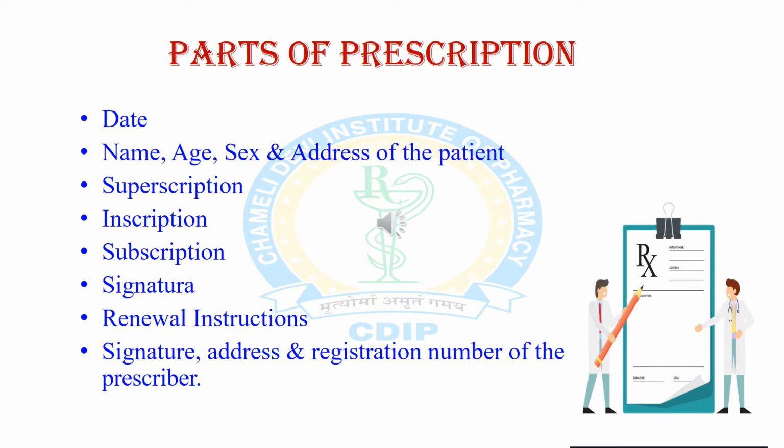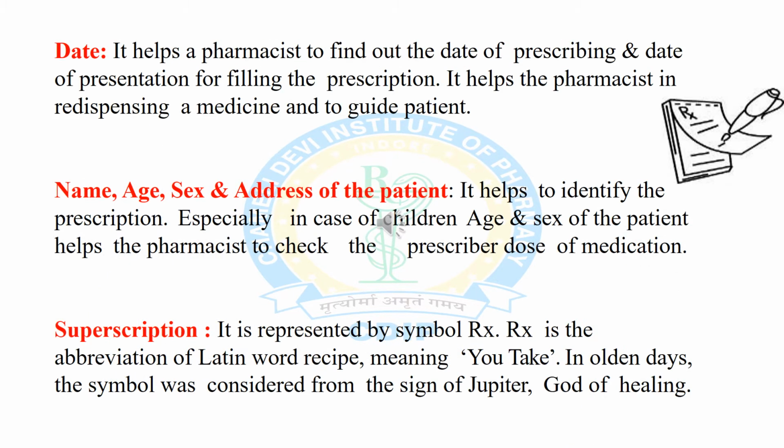Now, parts of prescription. Prescriptions are generally written on a typical format which is usually kept as writing pads. A typical prescription consists of the following parts. First is date, name, age, sex and address of patient, superscription, inscription, subscription, signature, renewal instructions, and address and registration number of the prescriber. So there are various parts of prescription, and every part has its own importance.